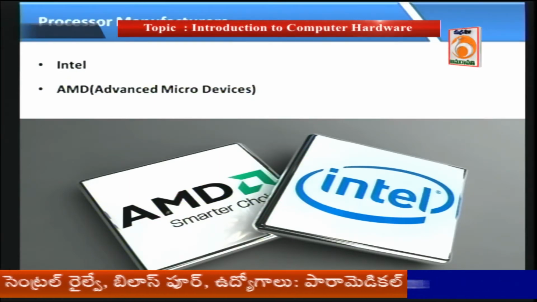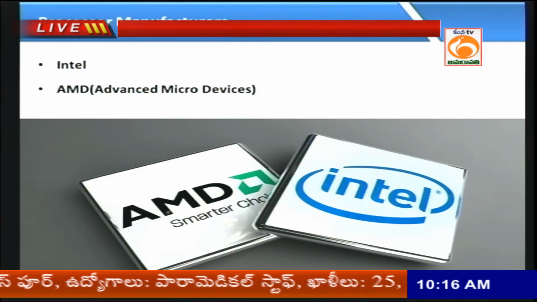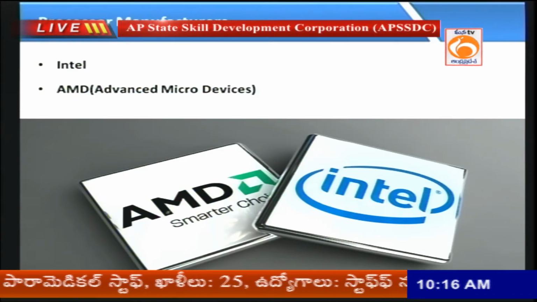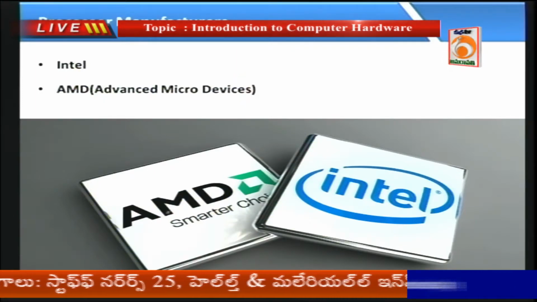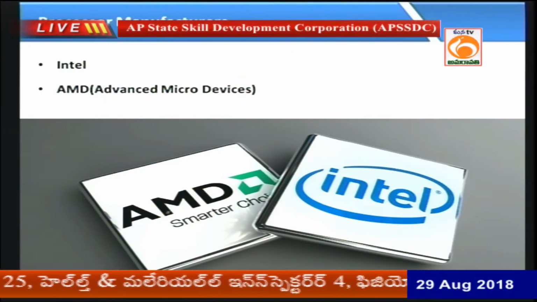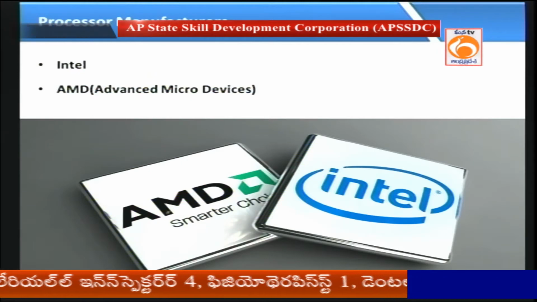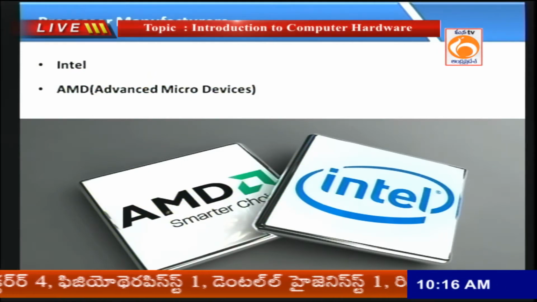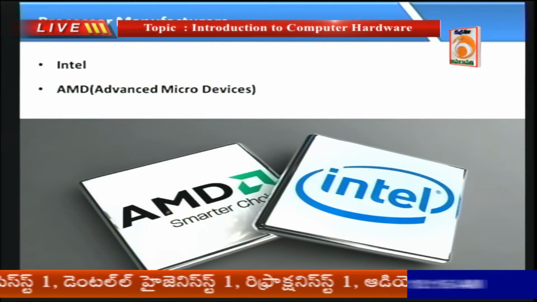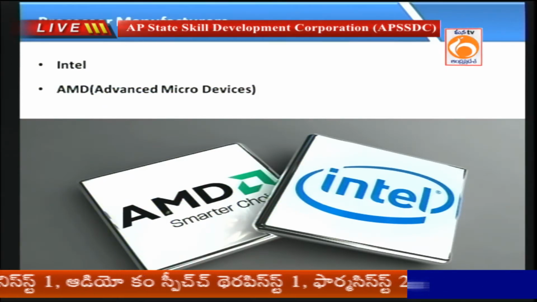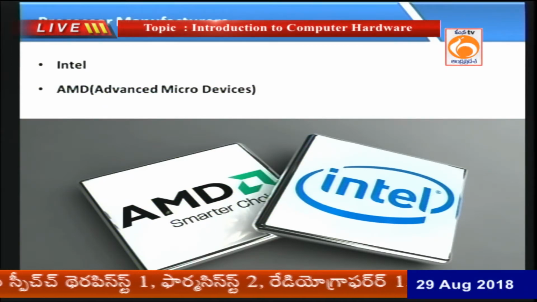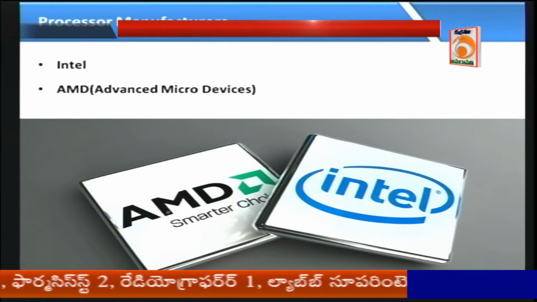Why are we especially discussing Intel or AMD? There are many processor manufacturing companies, such as Intel, AMD, Qualcomm, VIA, and NVIDIA, but most of the processor market is occupied by two companies, Intel and AMD. In our laptops or desktops, we commonly identify a processor manufactured by Intel or AMD.